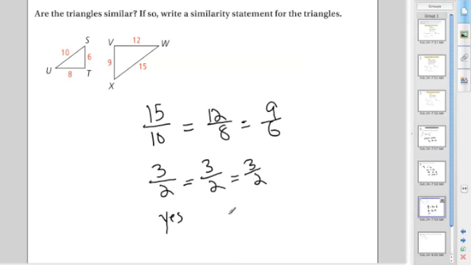So yes, they are similar by the side similarity theorem, because all the ratios, or the extended proportion, are congruent. This is true.